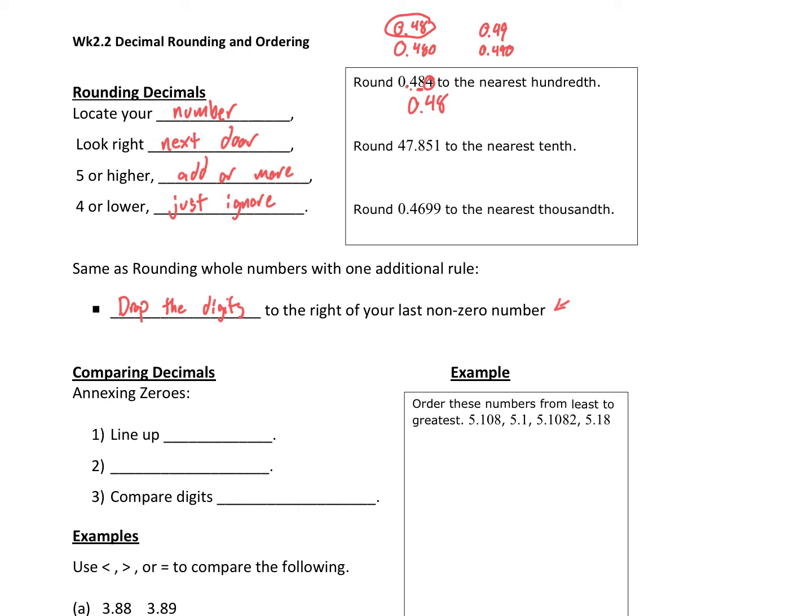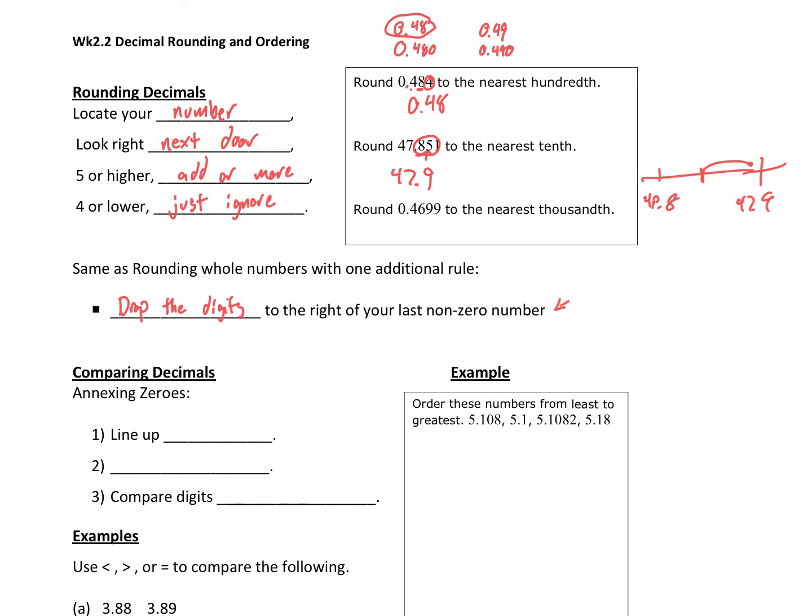Okay, we're going to round 47 and 851 thousandths to the nearest tenth. So locate my number, the 8. So it's going to either be 47.8 or 47.9. How do we know? We look at the 5 next door. That makes us round up. So it's 47 and 9 tenths. It's a little bit closer to it. 851 thousandths, if we looked at it on a number line. So if we have 47.8 here on our number line and 47.9 here on our number line, it's going to be just slightly closer to this side.